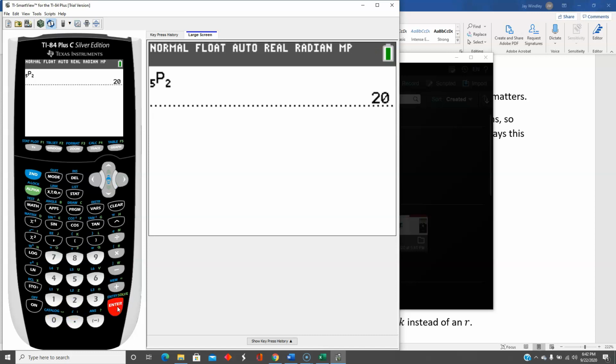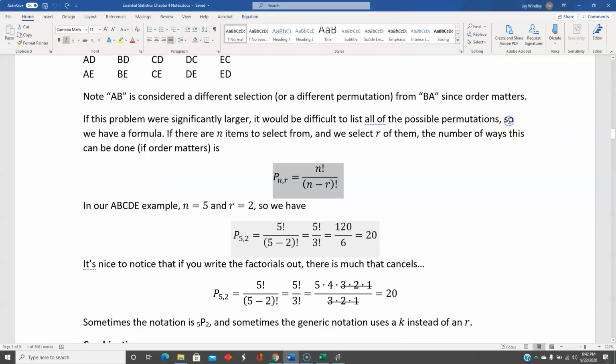And that'll tell me 20. So we've got a function on almost any kind of scientific calculator that'll do permutations. So there's really not any reason to know this formula. And again, sometimes the notation is like this instead of like this.